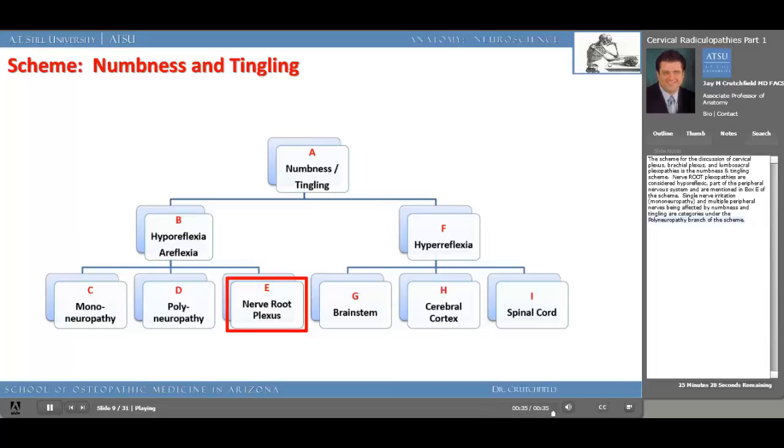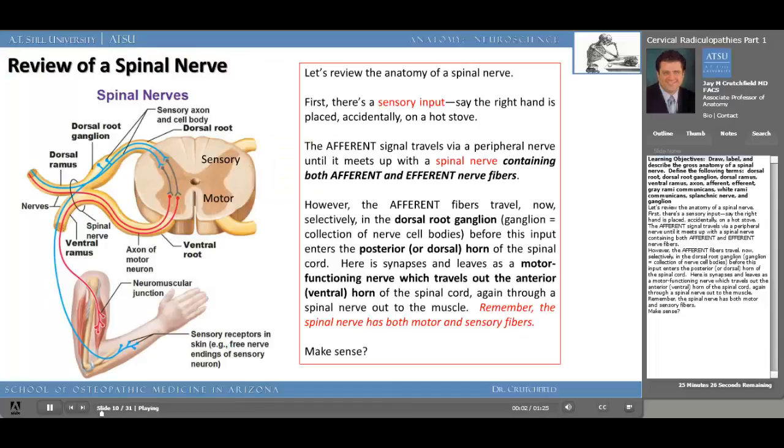Okay, here's the learning objective that goes along with this slide. Draw, label, and describe the gross anatomy of a spinal nerve. Define the following terms: the dorsal root ganglion, dorsal ramus, ventral ramus, axon, afferent, efferent, gray rami communicans, white rami communicans, and a splanchnic nerve and ganglion.